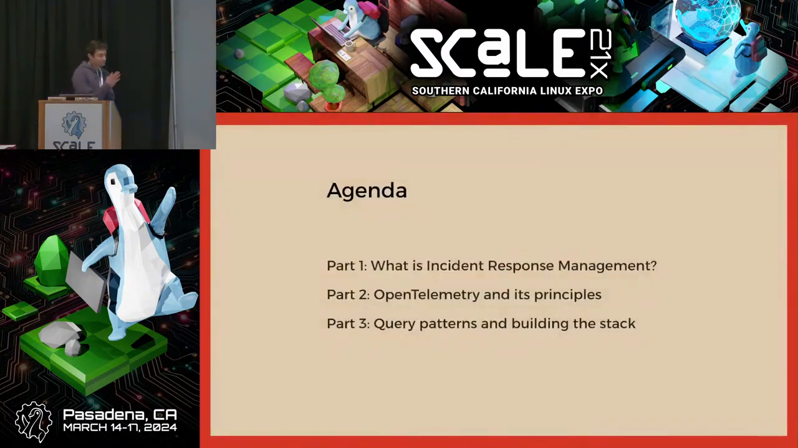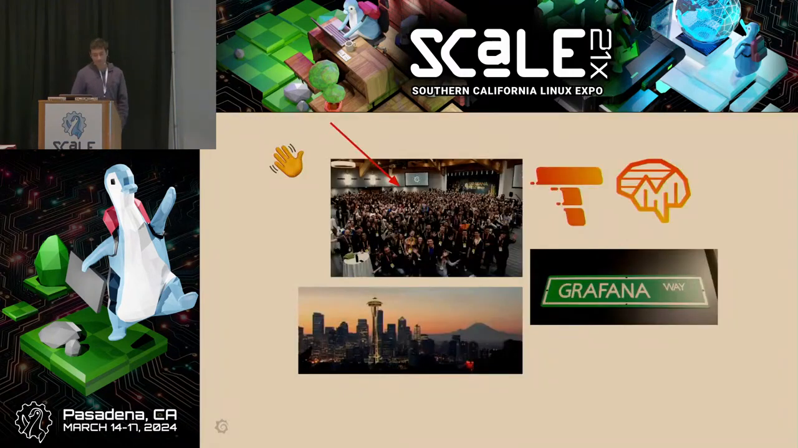Cool. So we'll start off by setting the agenda. We'll begin with an intro to IRM, and we'll talk about why it's needed and the different components of IRM. Then we'll go over to OpenTelemetry and its principles. We'll discuss how IRM fundamentally relies on OpenTelemetry and using observability data and the different telemetry signals. And finally, we'll talk about some helpful query patterns for our telemetry databases and solutions we can build on top of these.